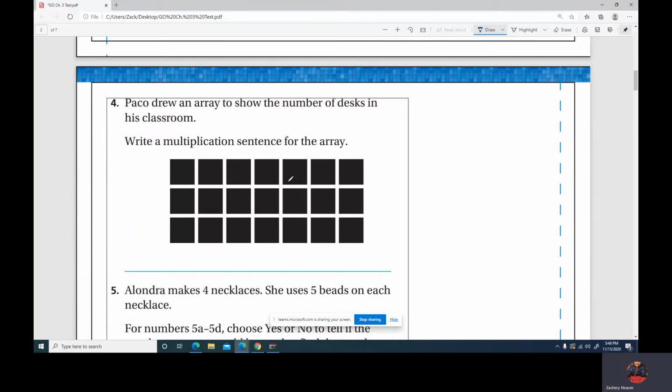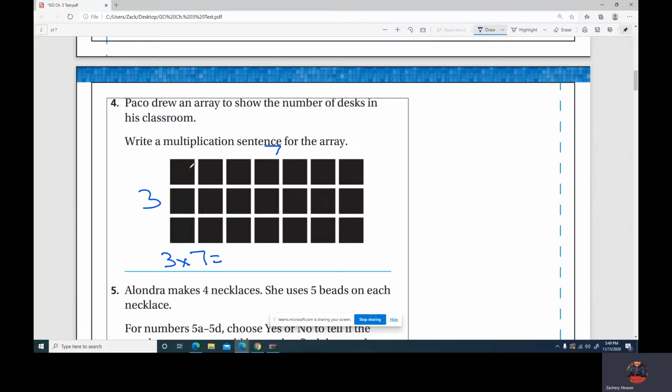Paco drew an array to show the number of desks in his classroom. We know we have 3 down and 7 across. So that gives us a multiplication: 3 times 7 equals. We can go through and count them all. We can do 3 times 7, or we can do 7 times 3, the commutative property of it.